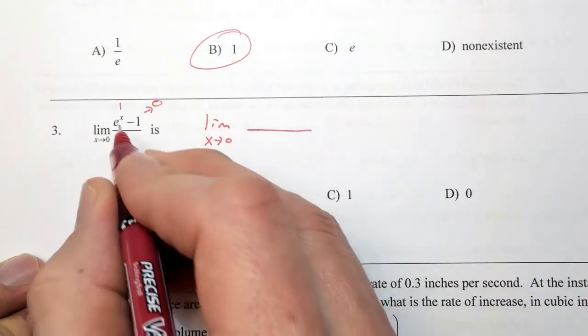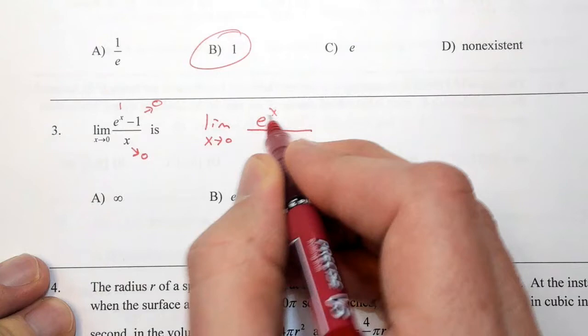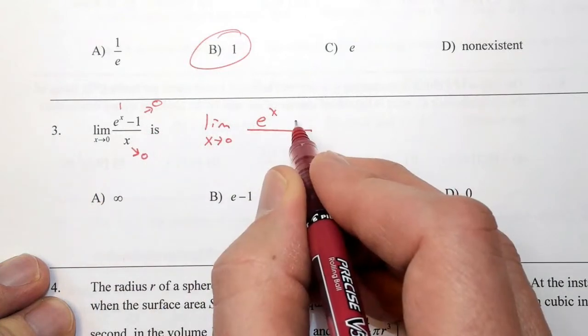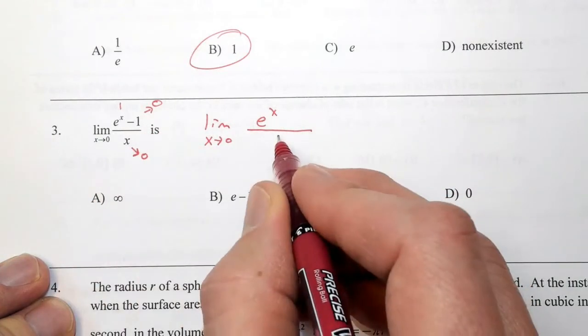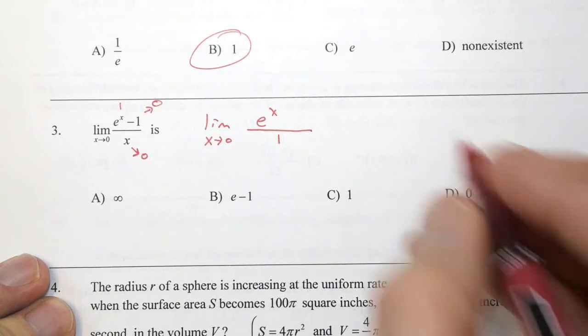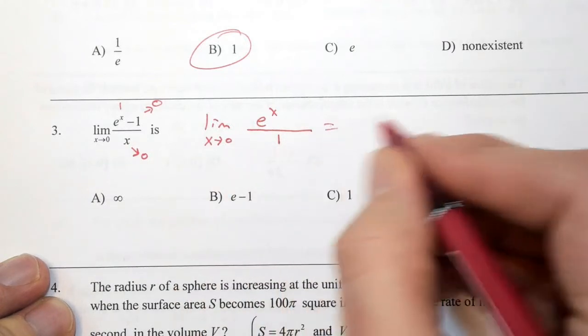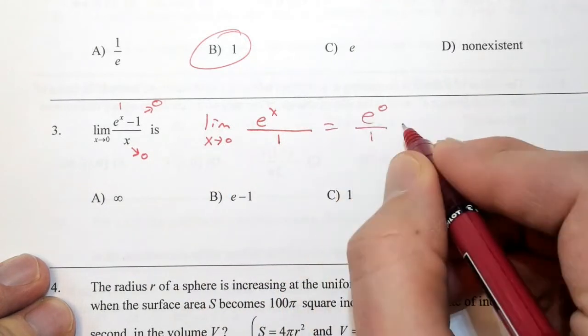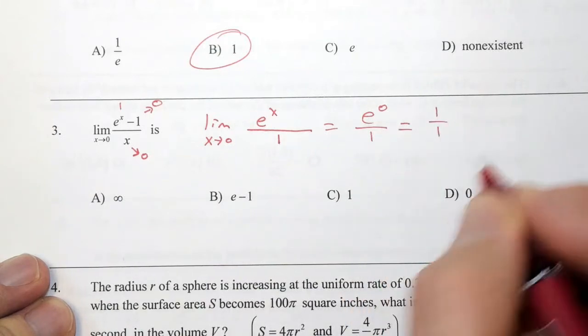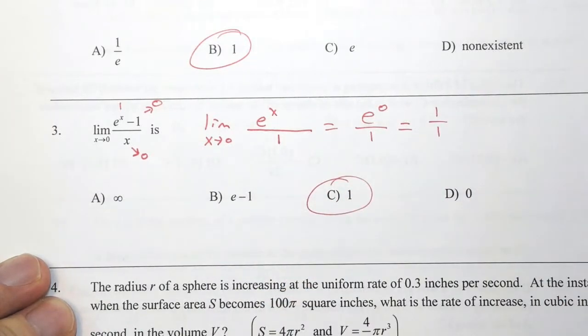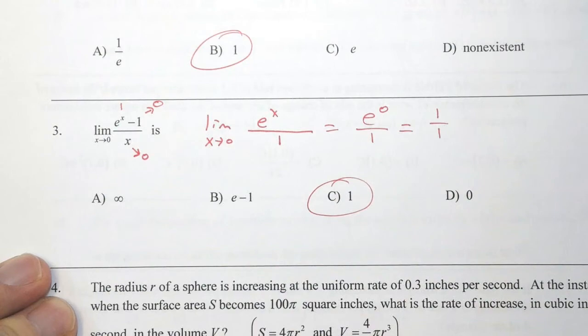When we derive the numerator, e derives to itself, and 1 derives to 0. When we derive the denominator, x derives to 1. We're interested when x is 0. So we have e to the 0 over 1. Anything to the 0 power is 1. So the answer, once again, is 1. This time, though, it'll be C.